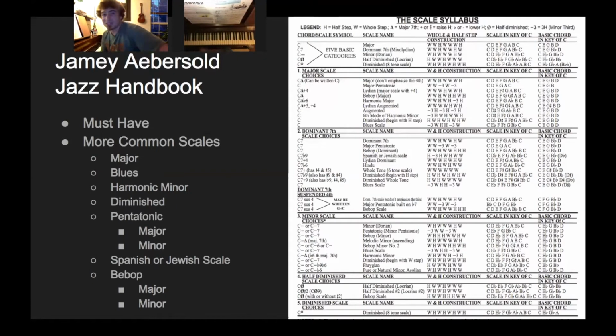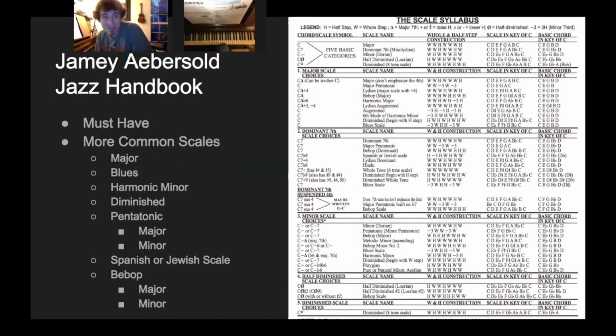The scale syllabus. This one I really enjoy always looking at. It tells you all the different chord qualities and what scales you can improvise with over them. And you might notice that there's a handful of scales we're not taught in traditional theory, such as the Superlocrian, melodic minor or jazz minor, because the 6th and 7th are sharp both ascending and descending. Lydian dominant, the Spanish Jewish, bebop dominant, bebop minor, bebop major, blues minor, and the fun goes on.